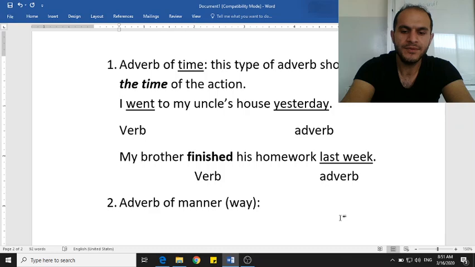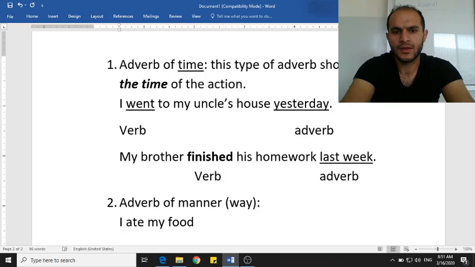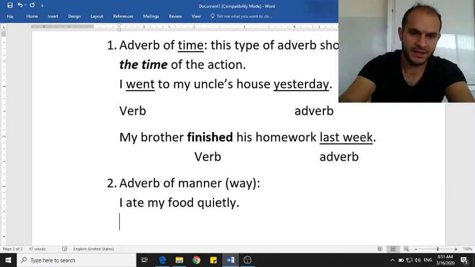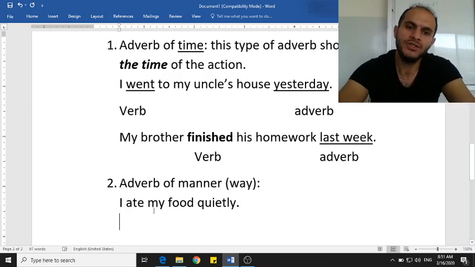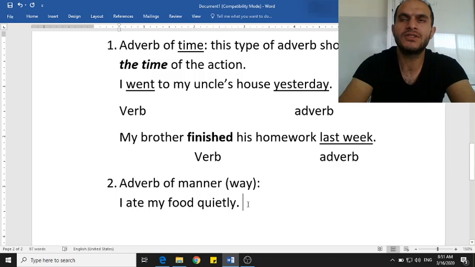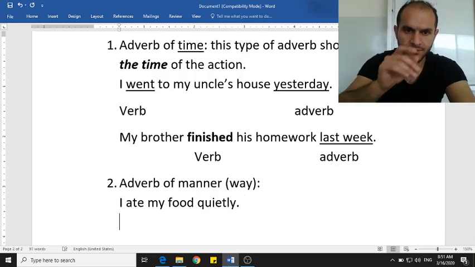For example, I ate my food quietly. Because some people chew loudly, right? I ate my food quietly. How did you eat your food? What is the answer? Quietly, which means without noise, right?